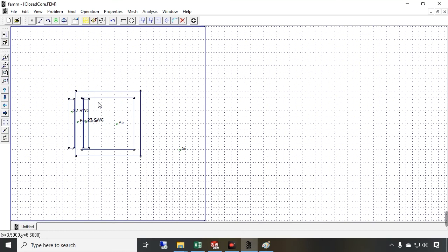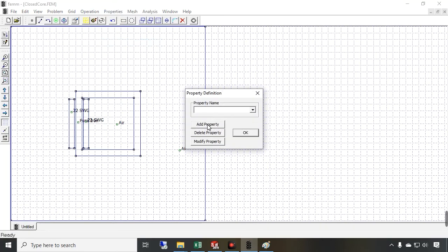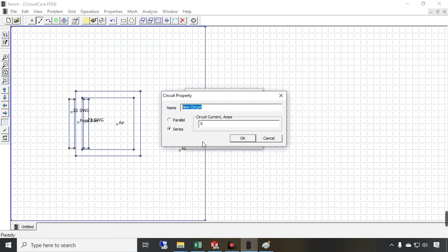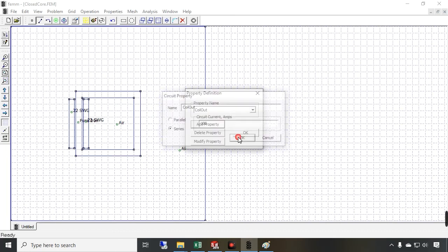So for defining excitations, from here, circuits, I add a new circuit. I write here coil in, the value of current is minus 100. Add another coil out, the value of current is 100. Okay.